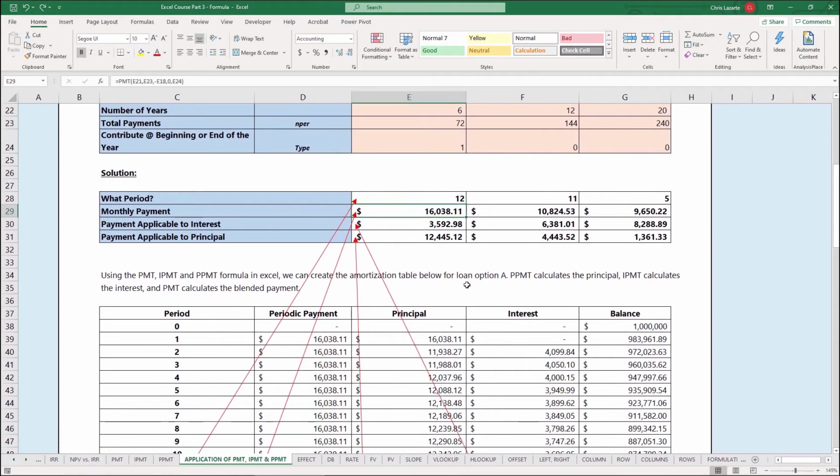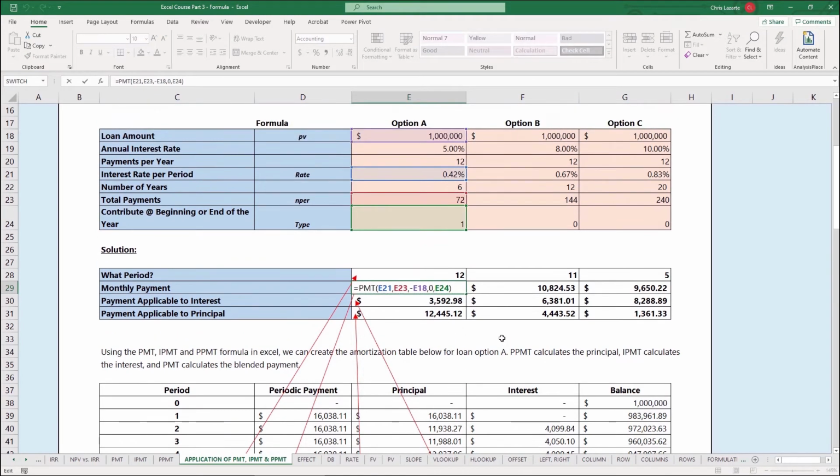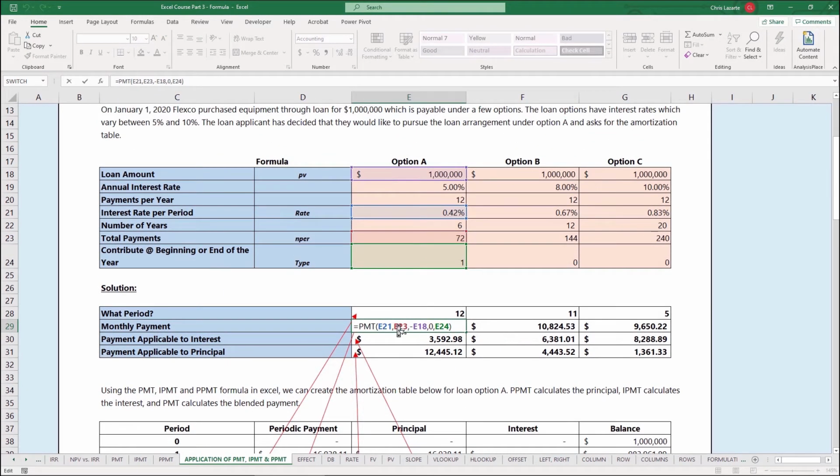If I open up the formula for cell E29, I can see that we're using the payment formula, which is the blended payment formula. And there's a few syntax that we want to use for this one. First, we have the rate. For the rate, we want to use the rate that's associated with the total number of payments. In this case, there's 72 payments, so it doesn't make sense to use 5% for the rate. That rate of 5% is an annual rate. We want to translate that to a monthly rate because there are 72 payments. Therefore, we use 0.42% for the interest rate per period, and that's essentially equal to the 5% per year divided by 12 months of the year, and that's 0.42. So we put that in for the rate.